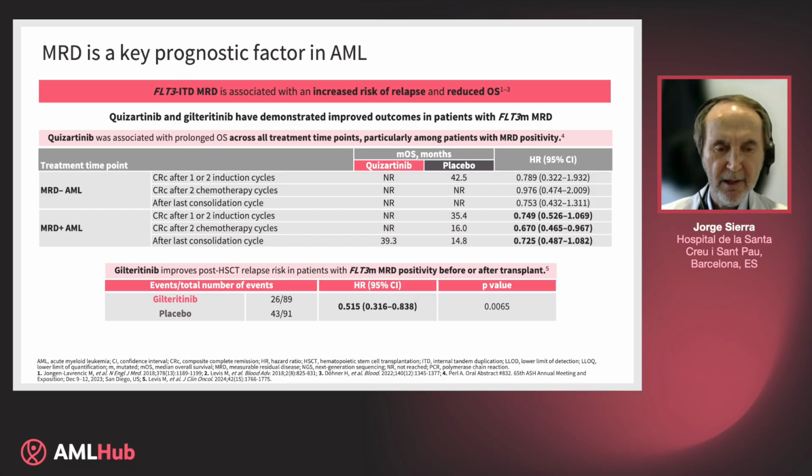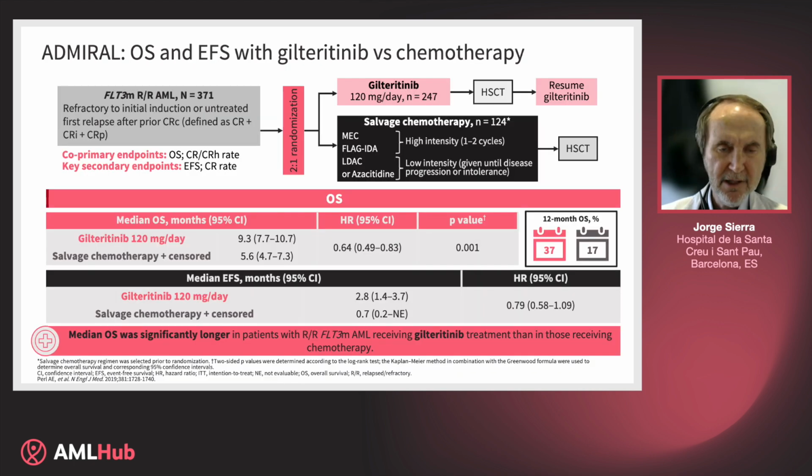recent study it has also been shown that gilteritinib improves post-transplant relapse in patients who are positive for MRD before or after the procedure. This is the seminal trial demonstrating that in patients in relapse, overall survival and event-free survival is superior with gilteritinib compared with salvage chemotherapy with high intensity or low intensity.